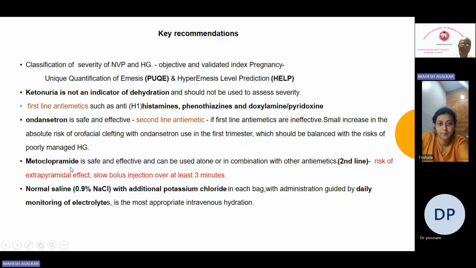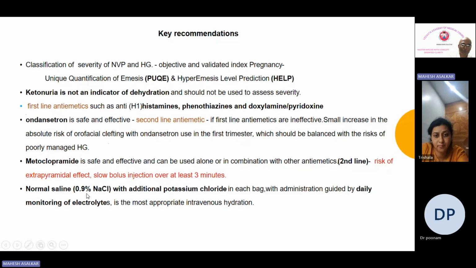Then metoclopramide: the side effect is extrapyramidal effects. It has to be given as a slow injection over a period of 3 minutes. Sometimes they may ask you the second line drug, and they can give you metoclopramide as one option, and metoclopramide given slowly over a period of 3 minutes. So if the first option you see is metoclopramide, you may be tempted to select that, but select the option metoclopramide given slowly over a period of 3 minutes. That is going to be the best answer. Did you get what I mean to say? Because they are asking for the best answer.